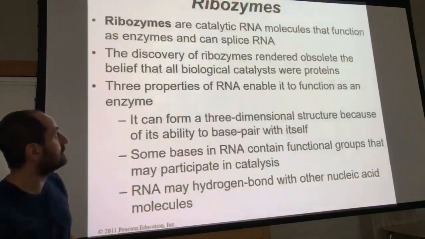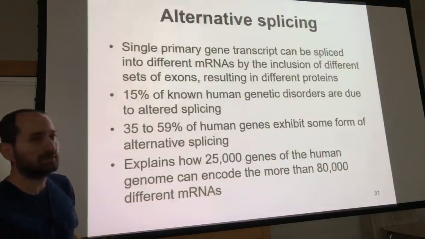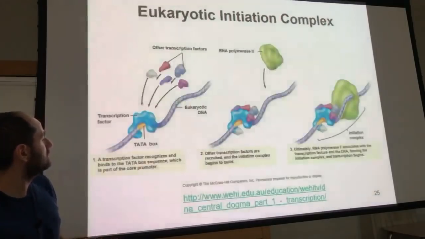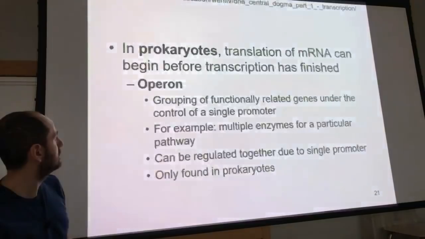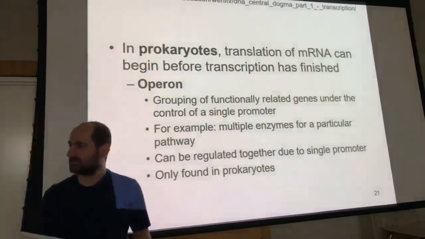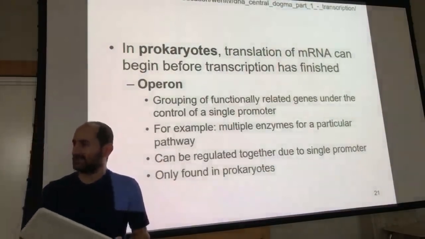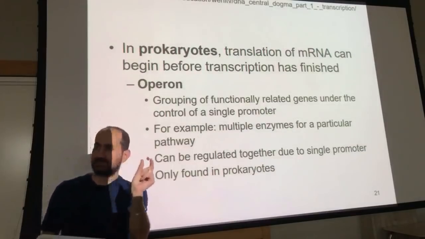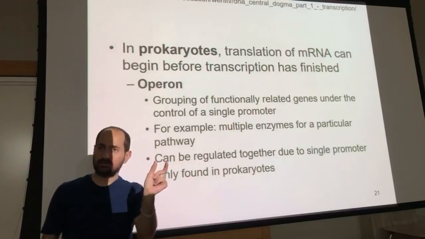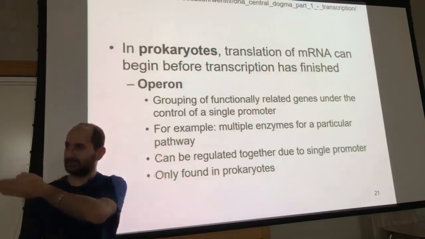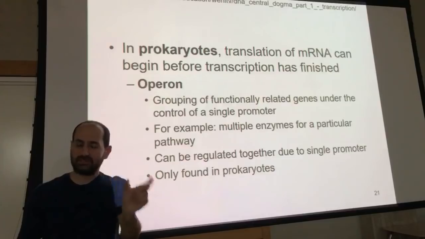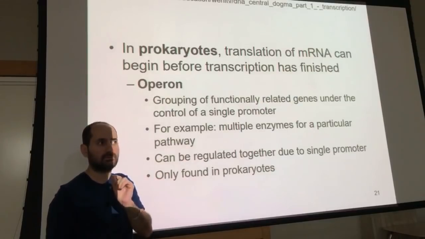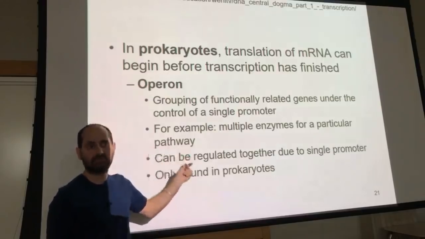Good. Now, what's something that prokaryotes can do that eukaryotes can't? Do you remember this concept here? Operon. Do you guys remember the concept of operon? So operon means one promoter is being shared. Just one promoter for more than one gene. That's weird, right? And usually those genes are functionally related. Okay? So you find these in prokaryotes.